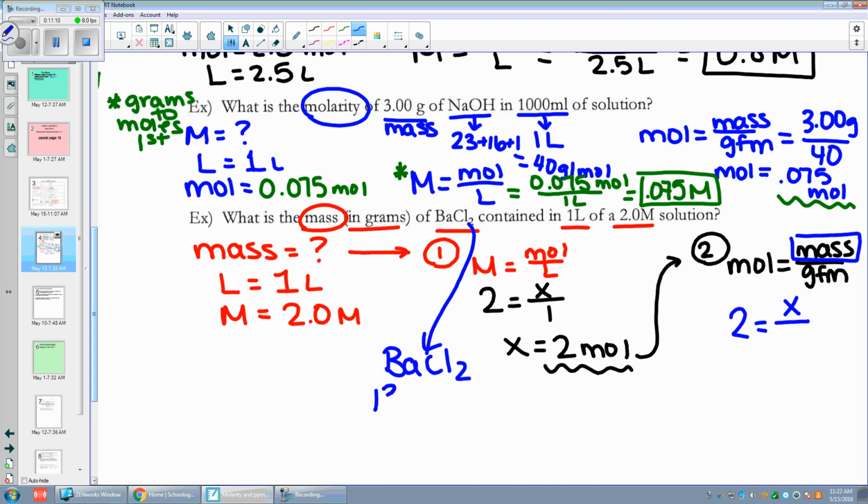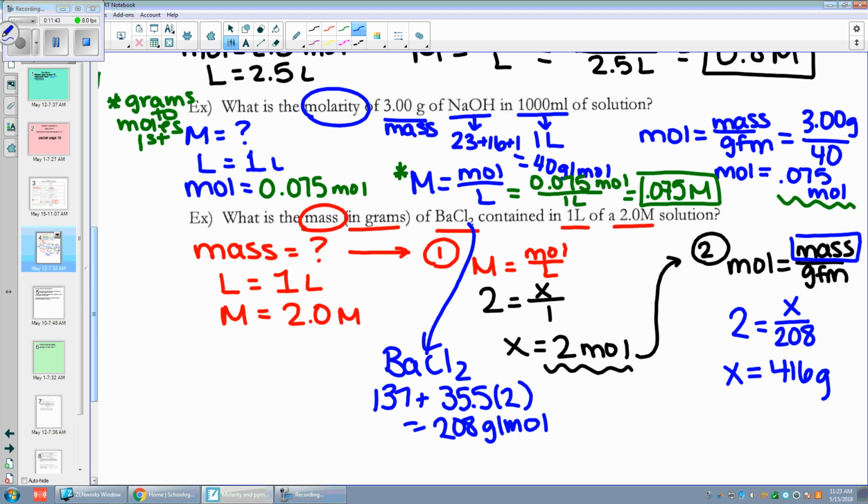Ba has a mass of 137. Cl has a mass of 35.5, but there's 2 of them. That gives me a gram formula mass of 208. And technically my unit is grams per mole. That's my GFM. So now I go back over here. 208 is my GFM. I'm going to cross multiply to get that x. X is going to equal 416 grams.